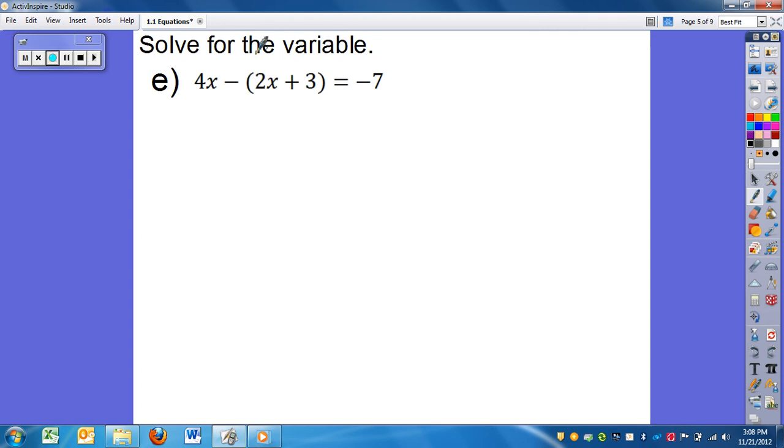On E, we have combining like terms and the distributive property put into one. Here, it may not look like I'm distributing anything, but your minus is actually a negative 1. So I'm going to distribute a negative 1 through. So I have 4x - 2x, negative 1 times 3 is negative 3, equals negative 7.